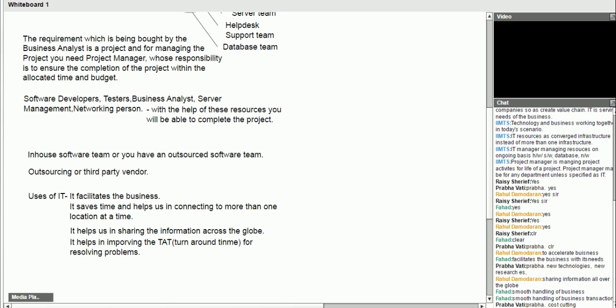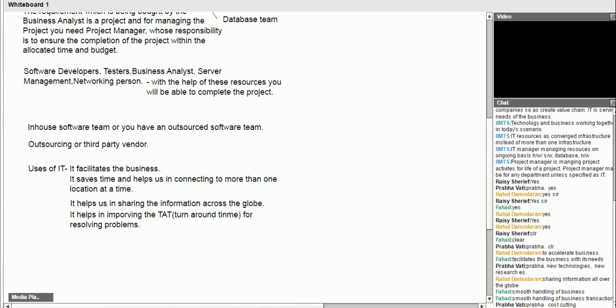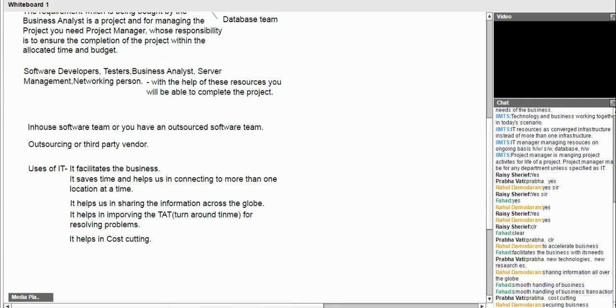Then yes, Prabha, that's good. It helps us in cost cutting as well. So one more point we can add here is that it helps us in cost cutting. So that is the use of IT.